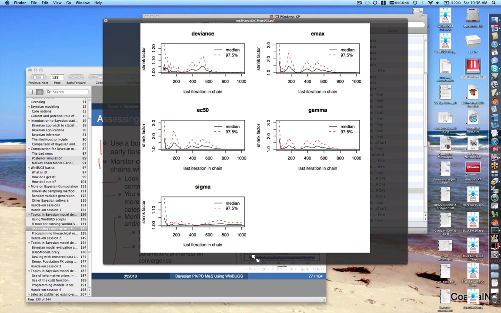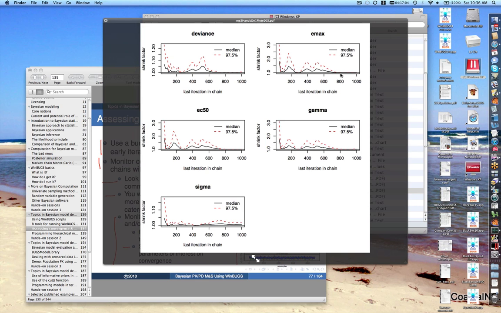Okay, but for all of these, you can pretty much see they're falling below. What do we got here? Well, deviance isn't really the one we want to look at. Emax was one of the worst. Emax and EC50, you can notice they start out fairly high. They come down.